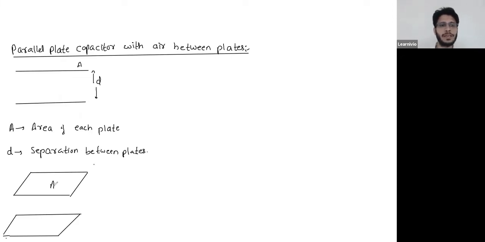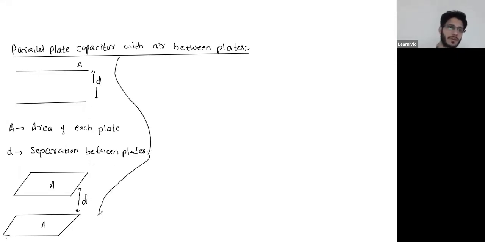The area of each plate is A, and the separation between the plates is D, and it is small. So for being a capacitor, both the conducting plates should have opposite charge. This plate has a positive charge of plus sigma, and this plate has a negative charge of minus sigma.